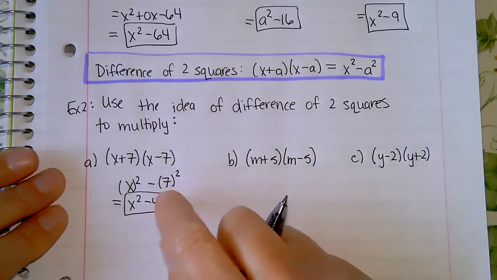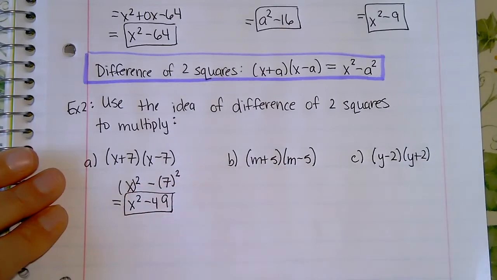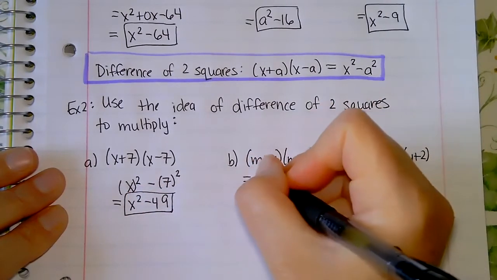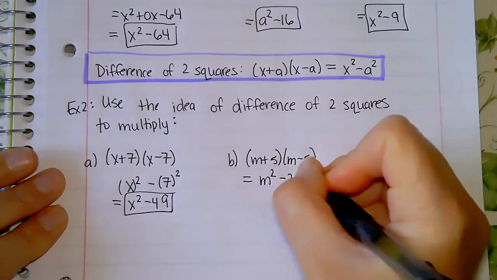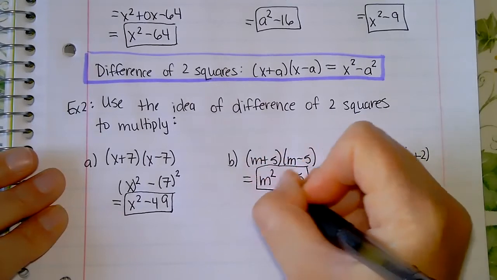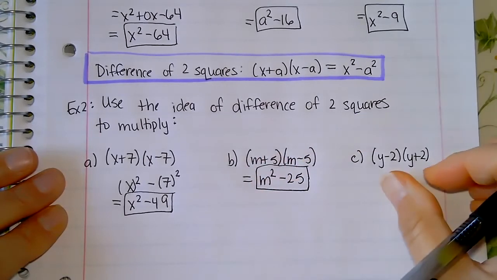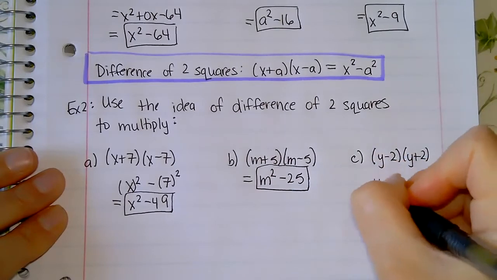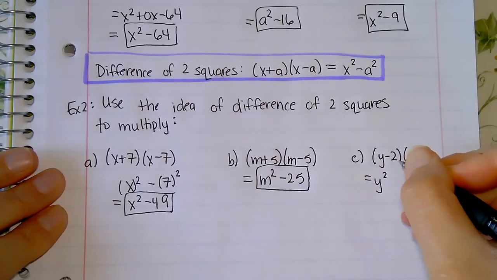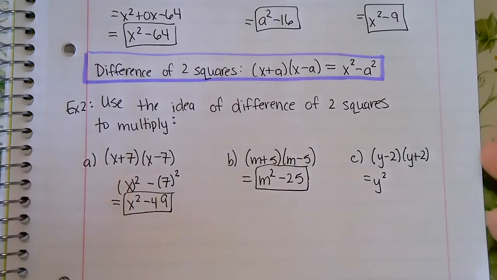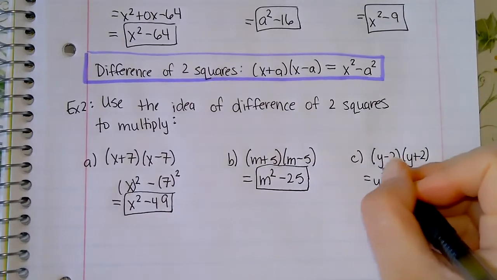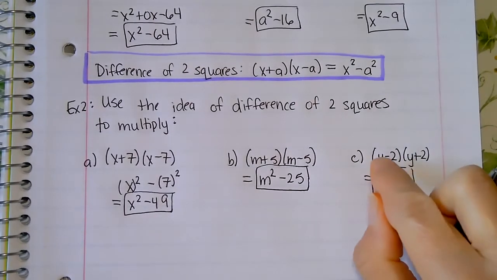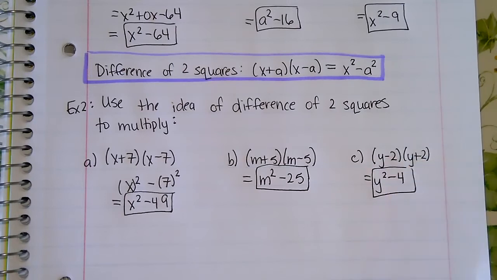Okay, now this time I'm not going to write it as a square. I'm just going to square it in my head. So m, I'm going to square that. My 5, I'm going to square that, which is 25. So I get m squared minus 25. Y minus 2, y plus 2, again, square my y. I'm going to square the 2, whether it's positive or negative. When I square it, it's going to become positive, so it's 4. And then remember, it's always a minus because when I'm really multiplying my negative and my positive, I'm going to get a negative. And those are my answers.